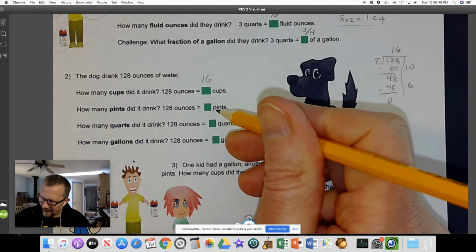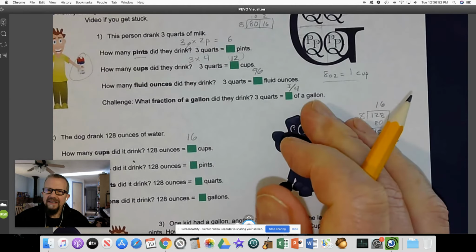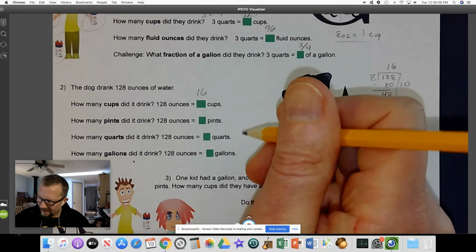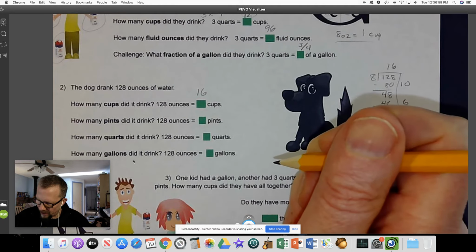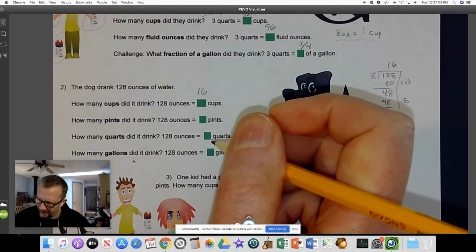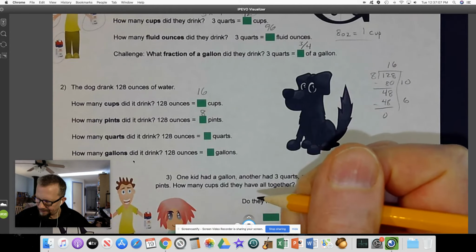And then how many pints is that? Well, as we saw up here in the land of G, there's 2 cups in every pint. So I can divide by 2 because there's 2 cups. Every 2 cups makes 1 more pint. So I can do that one in my head. 16 divided by 2 is 8. So I've got 8 pints.